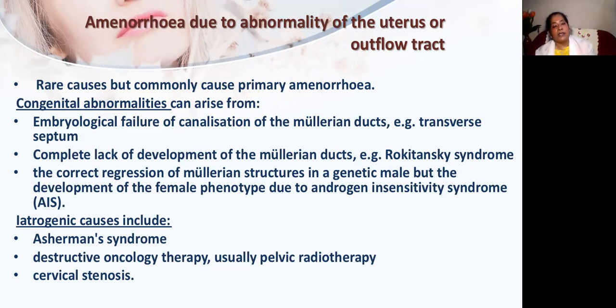Or lack of development of Mullerian ducts, which is Rokitansky syndrome, where the vagina and a part of the uterus are not developed. Or incorrect regression of Mullerian structures in a genetic male, with development of a female phenotype due to androgen insensitivity syndrome. So these three conditions could result in primary amenorrhea. Some other iatrogenic causes for amenorrhea could be Asherman syndrome, destructive oncotherapy, usually pelvic radiotherapy, and cervical stenosis. So these iatrogenic causes cause secondary amenorrhea.